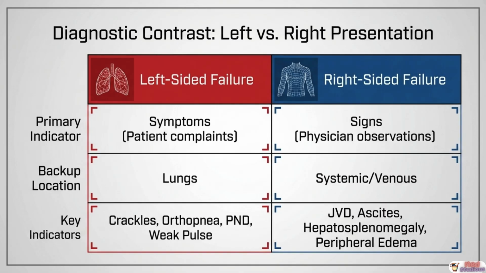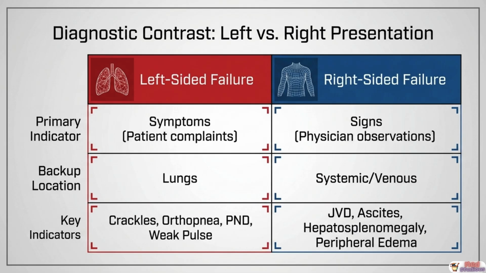Right-sided failure is dominated by signs, the objective findings that the physician detects on examination, driven by systemic venous congestion. The patient may not volunteer specific complaints, but examination reveals jugular venous distension from elevated central venous pressure, hepatosplenomegaly from hepatic venous engorgement, ascites from portal hypertension, and bilateral pitting peripheral edema from elevated capillary hydrostatic pressure. The backup location is the systemic venous compartment.